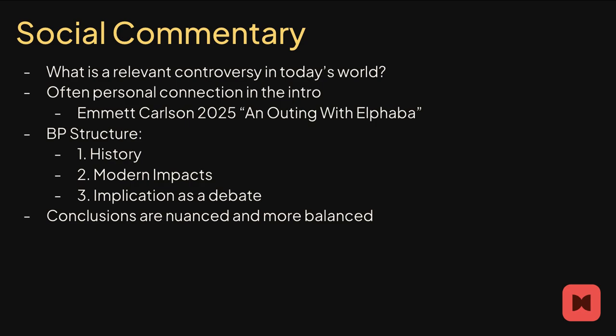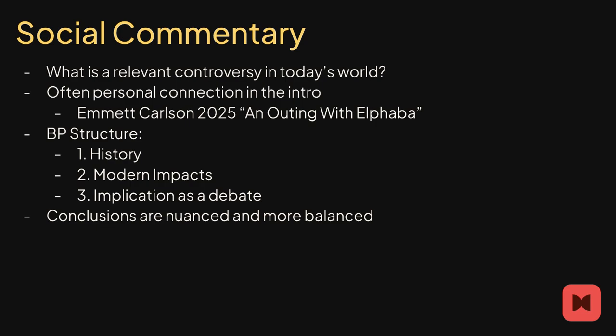So, the speaker that I will analyze is Emmett Carlson's 2025 speech, An Outing with Elphaba, which is a speech about outing, which is the act of coming out. And he talks about both how outing is good in the sense that it's a sign that LGBTQ people are reclaiming their identity, but he also talks about how outing can be weaponized by politicians and legislation in today's era.